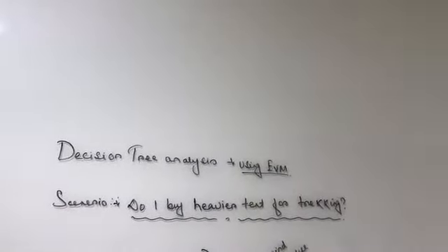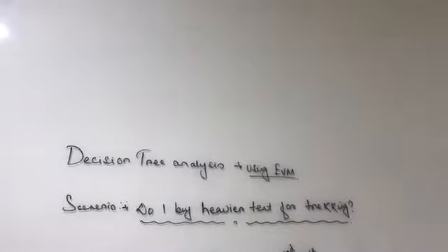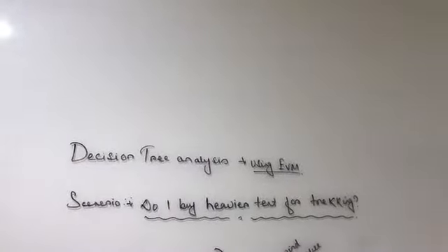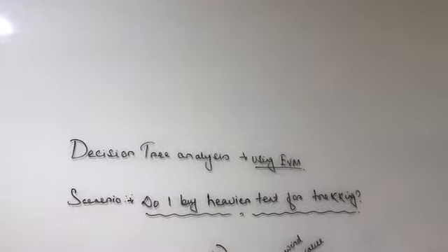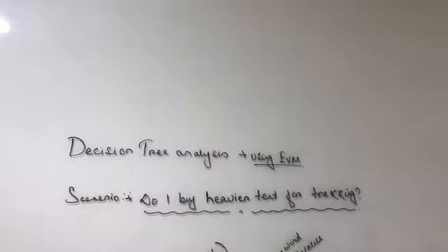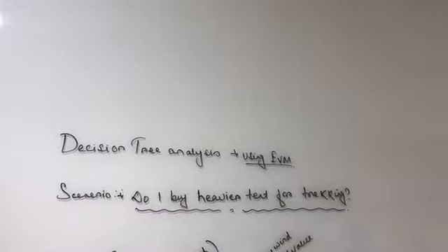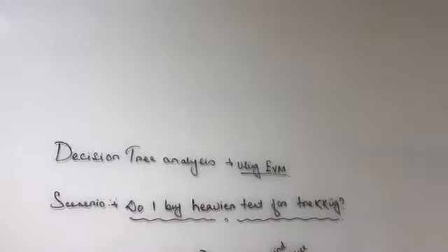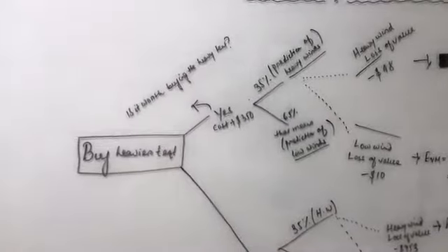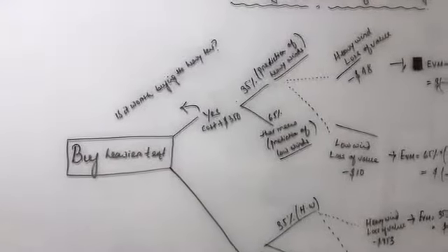Okay, to start with, the analysis is: do I buy a heavier tent for trekking or do I buy a lighter tent? We will do it through decision tree analysis. We will use a technique called EVM, that is called earned value for money. Okay, so this is how we will start.